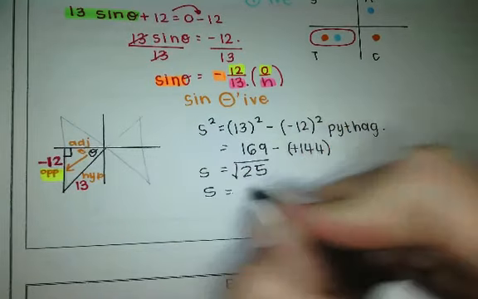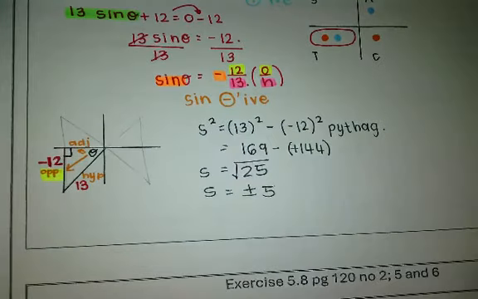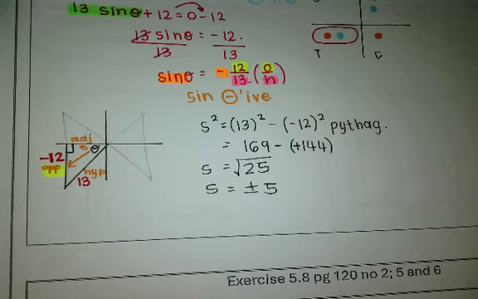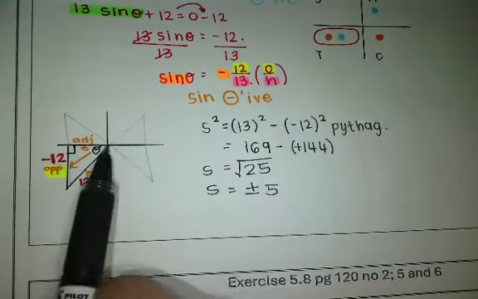Okay, we square root our answer. So the third side can be a plus or a minus 5. We just need to check, okay? What do you see? It's on the negative side of the x-axis, which means that third side needs to be a negative 5 and not a positive 5. Understand?